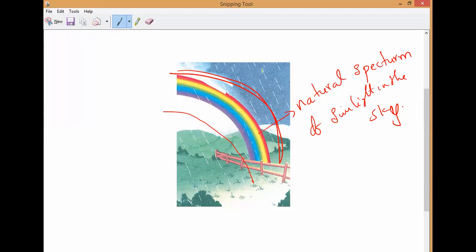The rainbow is formed in the sky only under these conditions: when the sun is shining and it is raining at the same time. They will ask you the conditions in MCQ or reason-assertion. What are the required conditions for formation of rainbow? We need two conditions. The first condition: the sun must be shining. The second: it is raining at the same time.